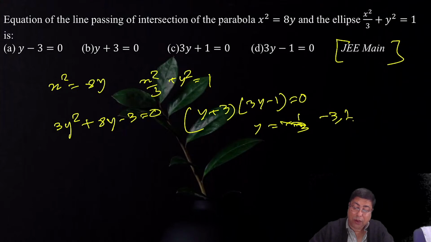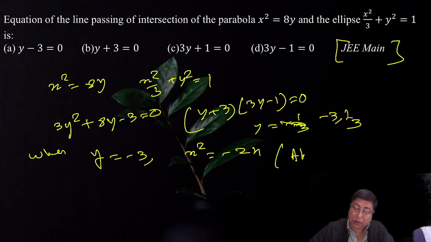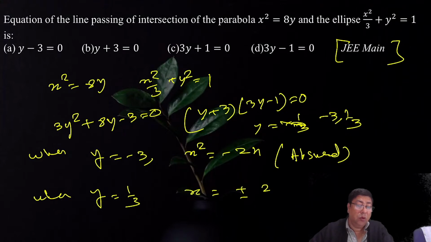Minus 3 and 1/3. Now when y equal to minus 3, x square is coming to become what? Minus 24, which is absurd. It is absurd. And when y equal to 1/3, x equal to plus minus, what is coming? 2 root 6 by 3.